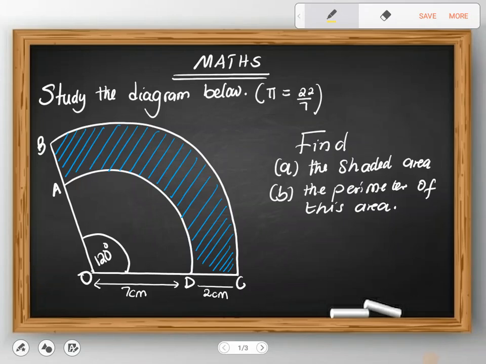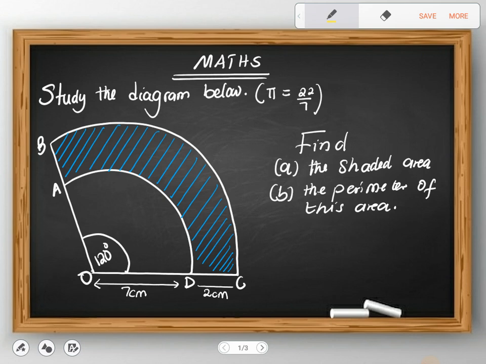So I've come back with another question here. It says: start the diagram below, take pi to be 22 over 7, and this is a sector. In fact, there are two sectors inside. We have the sector OA, or D, that's one sector, and another sector is B or C. So in short, we've got OAD and OBC, those two sectors.